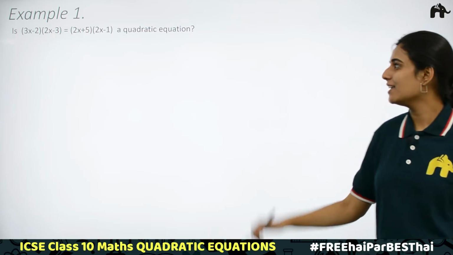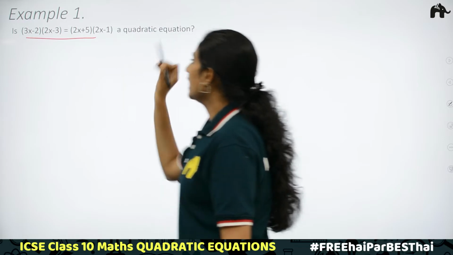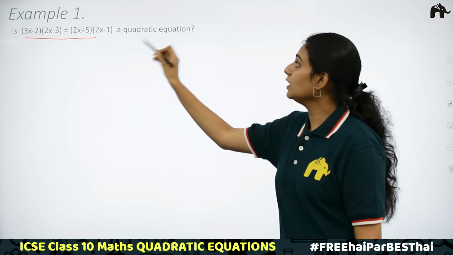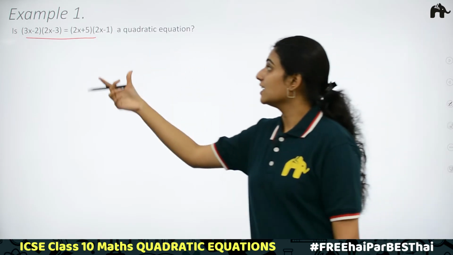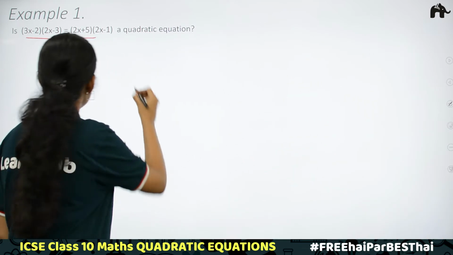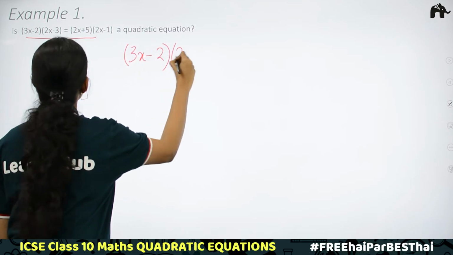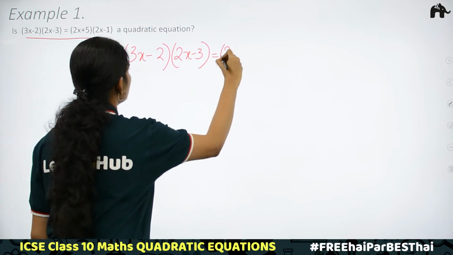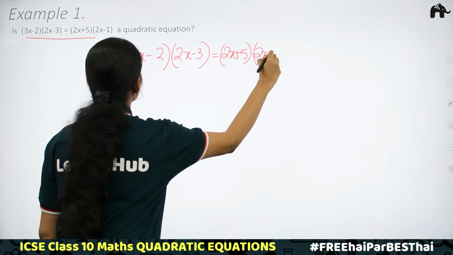Let's do an example. Here the question is: is 3x minus 2 into 2x minus 3 equal to 2x plus 5 into 2x minus 1 a quadratic equation? We need to find if this is a quadratic equation. Let's start. Given 3x minus 2 into 2x minus 3 is equal to 2x plus 5 into 2x minus 1.